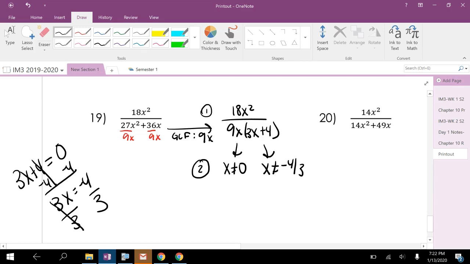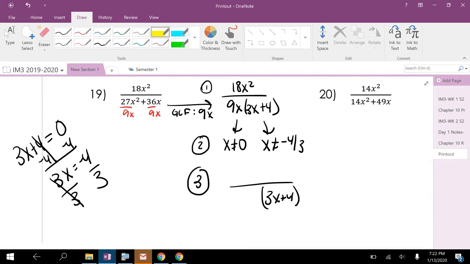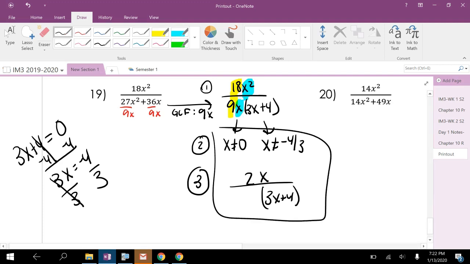That one was a hard one, the homework, so I kind of want to go over one like that today. I wouldn't worry too much about that type of one. But let's go ahead and simplify it, and then we'll be done. So again, the 3x plus 4 is not going anywhere. There's nothing that cancels. Let's take a look. 18 divided by 9 gets me 2. And then x squared divided by x leaves me with a single x on top. And I'm done.